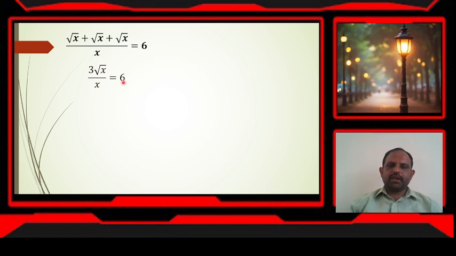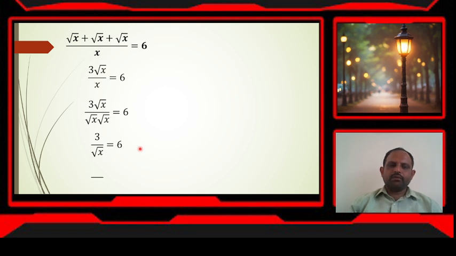So we can write this as 3 root x divided by x is equal to 6. Keeping the numerator the same, in the denominator we can write x as root x into root x. So that is equal to 6. Here one root x in the numerator and the root x in the denominator will get cancelled. It will remain 3 divided by root x is equal to 6.